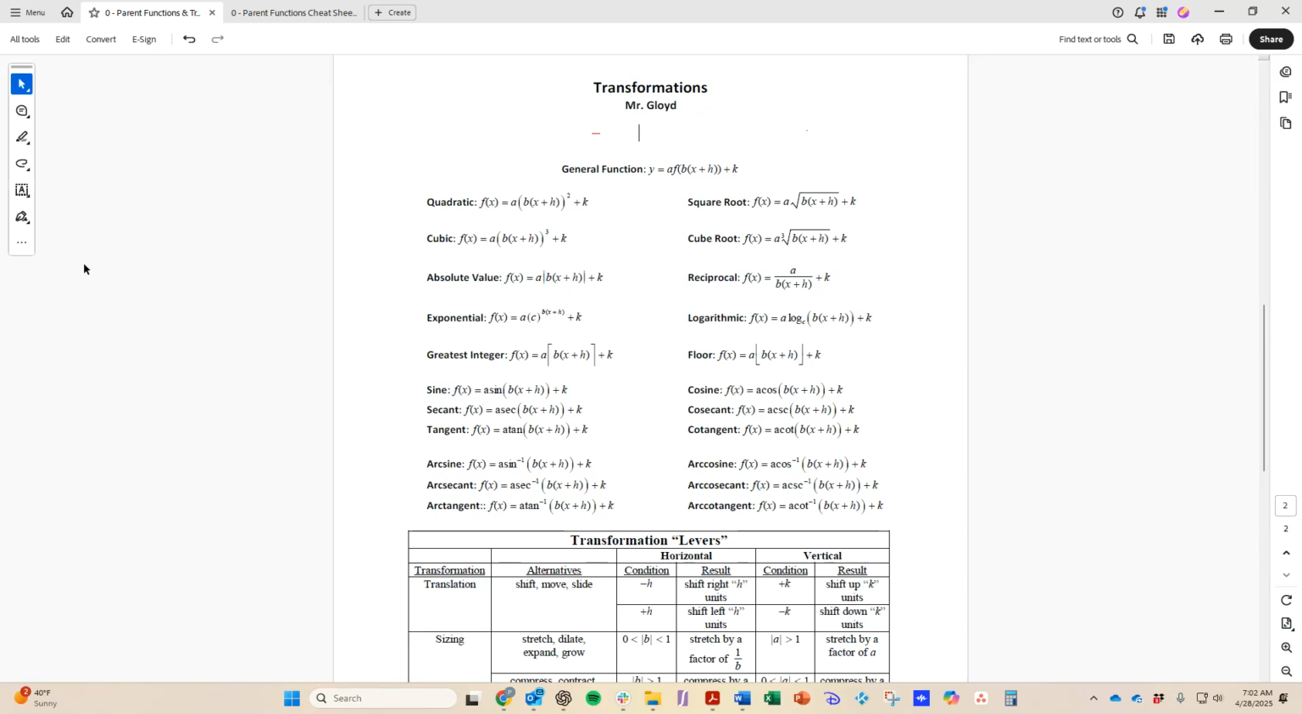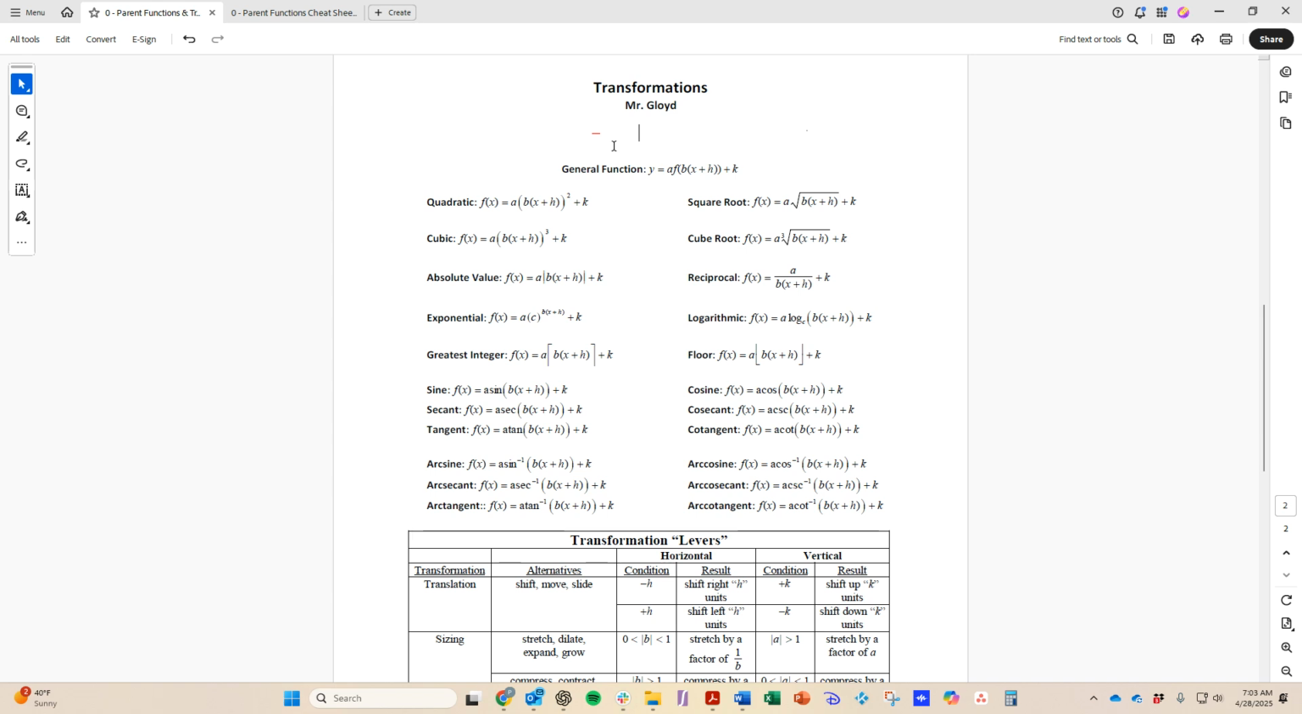All right, so now let's put it all together. So basically, we just saw that if we take a parent function and we add or subtract to it inside or outside, that's going to shift it left, right, up or down, respectively. If we change the signs on the outside, it's going to flip it upside down. If we change the signs on the inside, it's going to flip it left to right. And then the last thing we talked about is if we multiply, that's going to either stretch it or compress it, right?